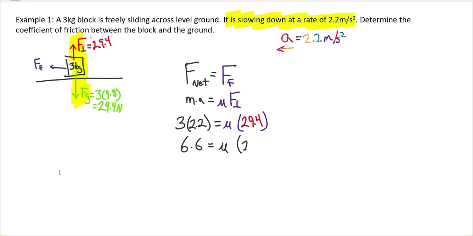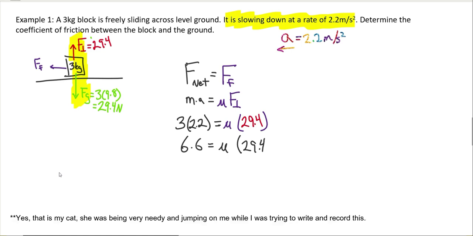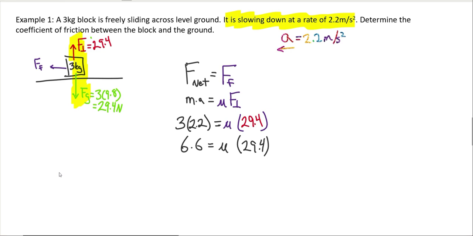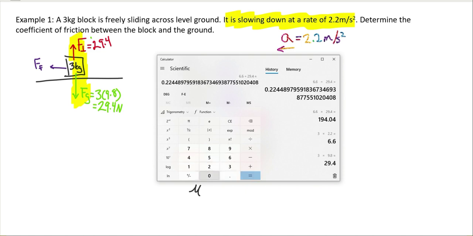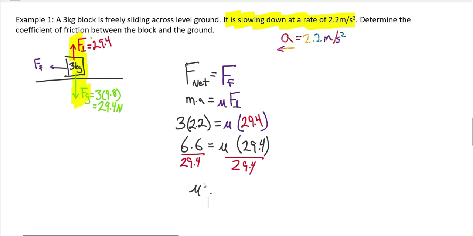And here's our coefficient times 29.4. I can divide both sides by 29.4, and that will get me my coefficient of friction: 0.22. The coefficient of friction between the box and the ground is 0.22.